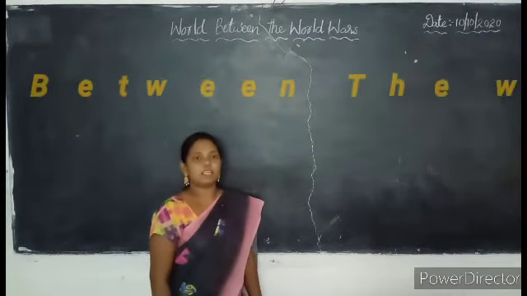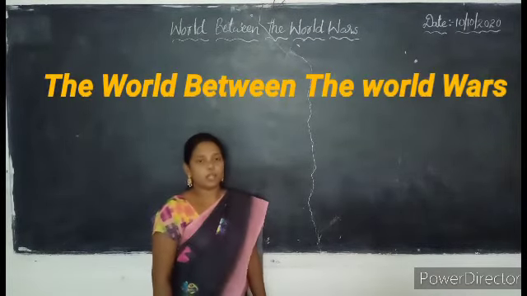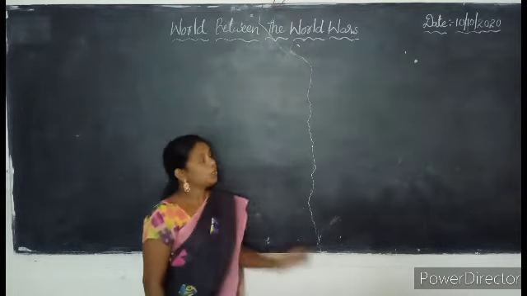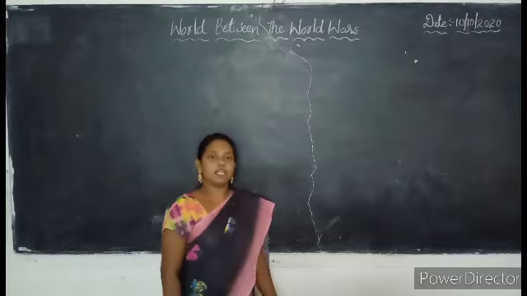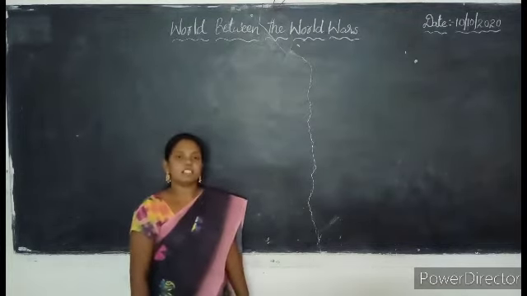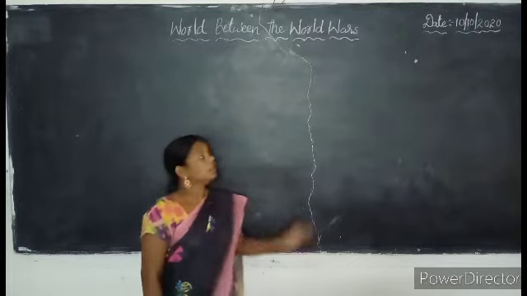We have completed the causes of World War I and we have discussed the immediate cause of World War I. Today we are going to discuss the Treaty of Versailles, the League of Nations and the Russian revolutions.